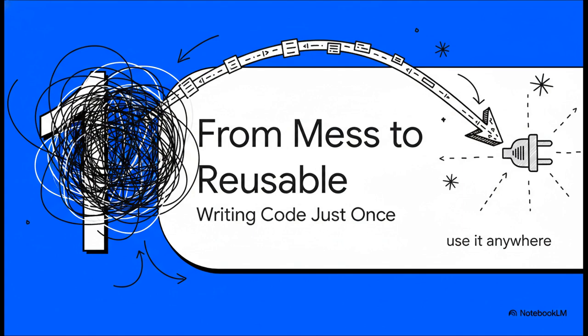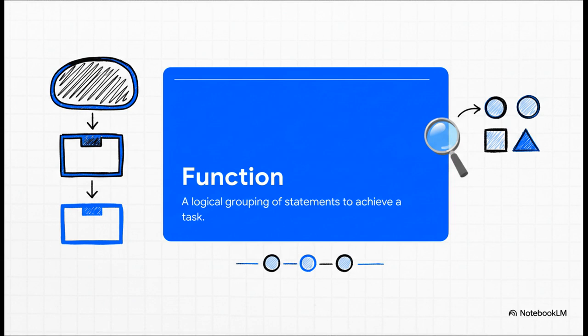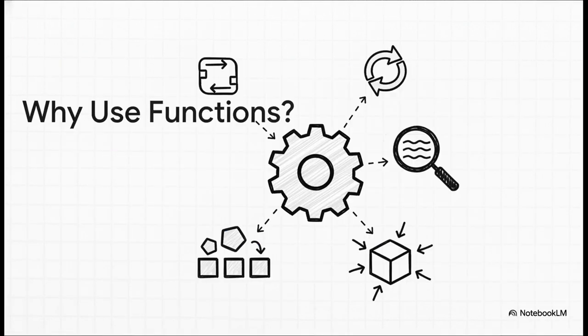What if you could write that code just once and then use it anywhere you need it as many times as you want? Okay, let's dive into how to do just that. Well, the solution to our copy-paste problem is something called a function. The easiest way to think about it is as a reusable package of code that's designed to do one specific job. Functions are, without a doubt, the building blocks of clean, efficient programs.